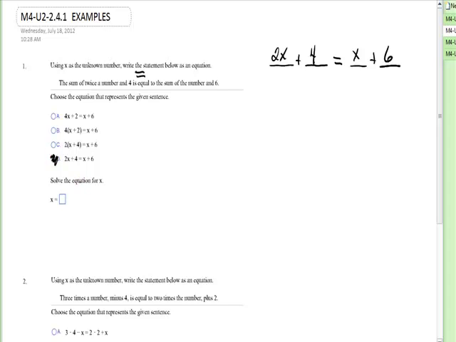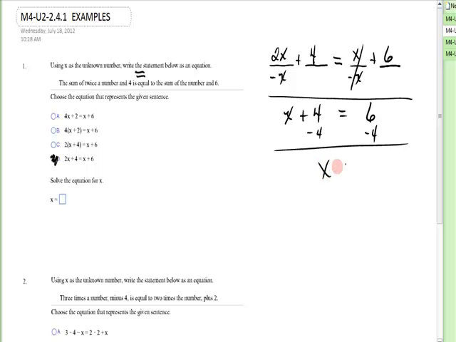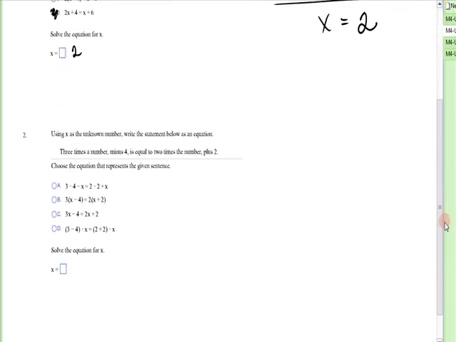Now it asks you to solve it. Okay, I have variables on both sides, so I'm going to subtract x. There was no simplifying to do. That gives me a single x plus 4 is equal to 6, because that's gone. Subtract 4 from both sides. X is 2. So my answer is 2. So I translate, then I solve. Let's look at another one.